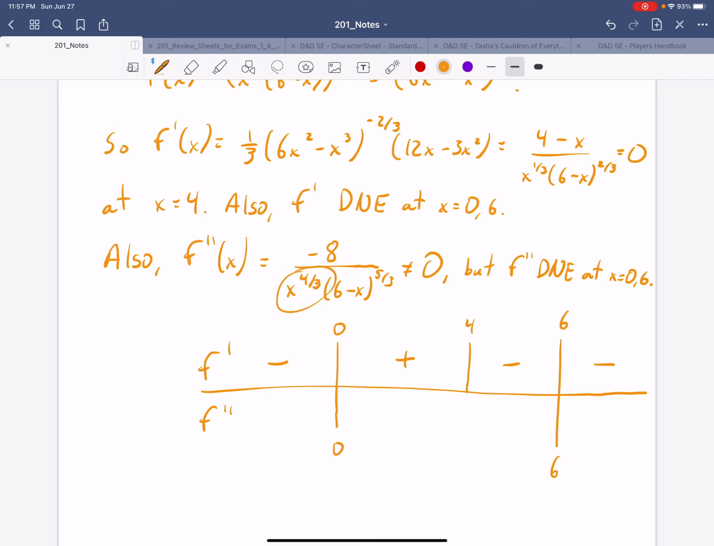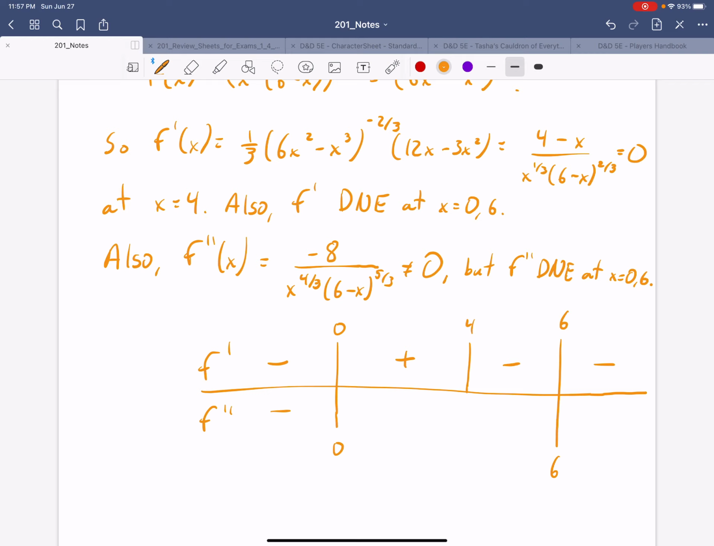Anyway, if you plug stuff into the second derivative, note that the top is always negative, and that this term is always positive because, again, it's x to the 1/3 raised to the 4th. So it all comes down to what's happening here. And when you plug in a negative number, this term right here is positive. So the whole thing is negative.